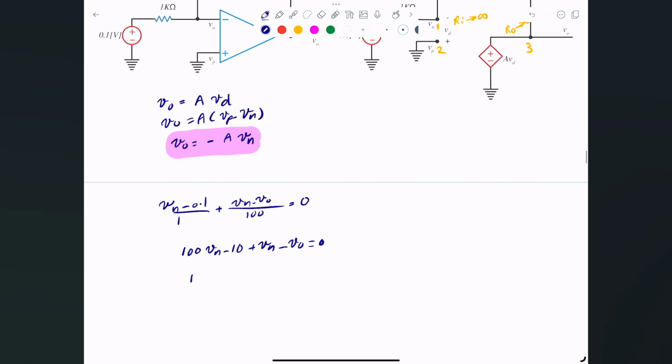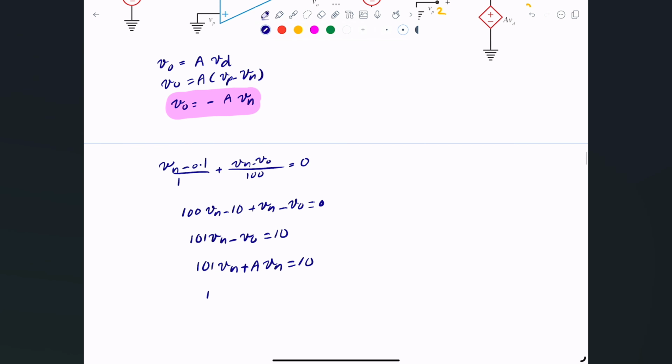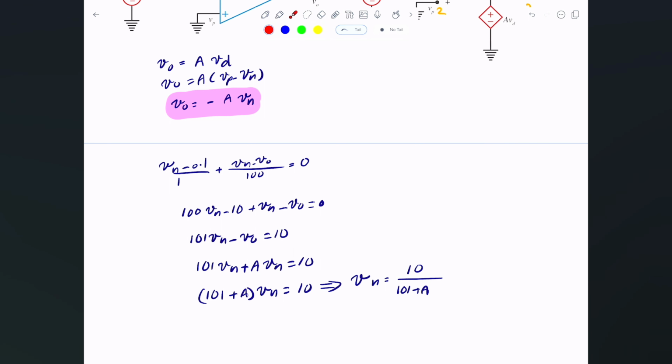Then I have 101 Vn minus V naught equals 10. Now I'll substitute this here instead of the V naught. That's 101 Vn minus times minus, so it becomes A Vn, equals 10. That's basically 101 plus A times Vn equals 10. That means Vn is simply 10 divided by 101 plus A. But what we're typically interested in is the output, not the input, so I'll go back and substitute it.